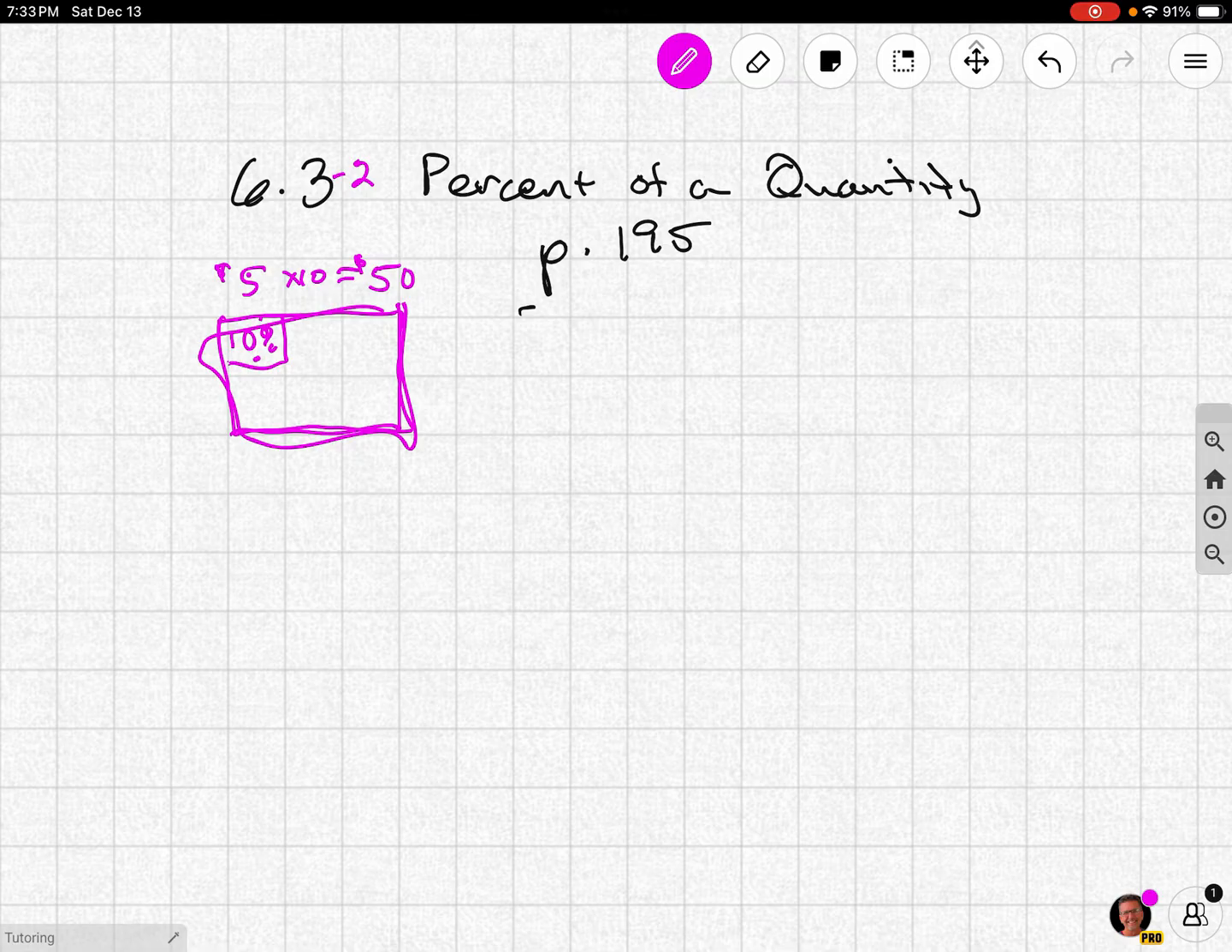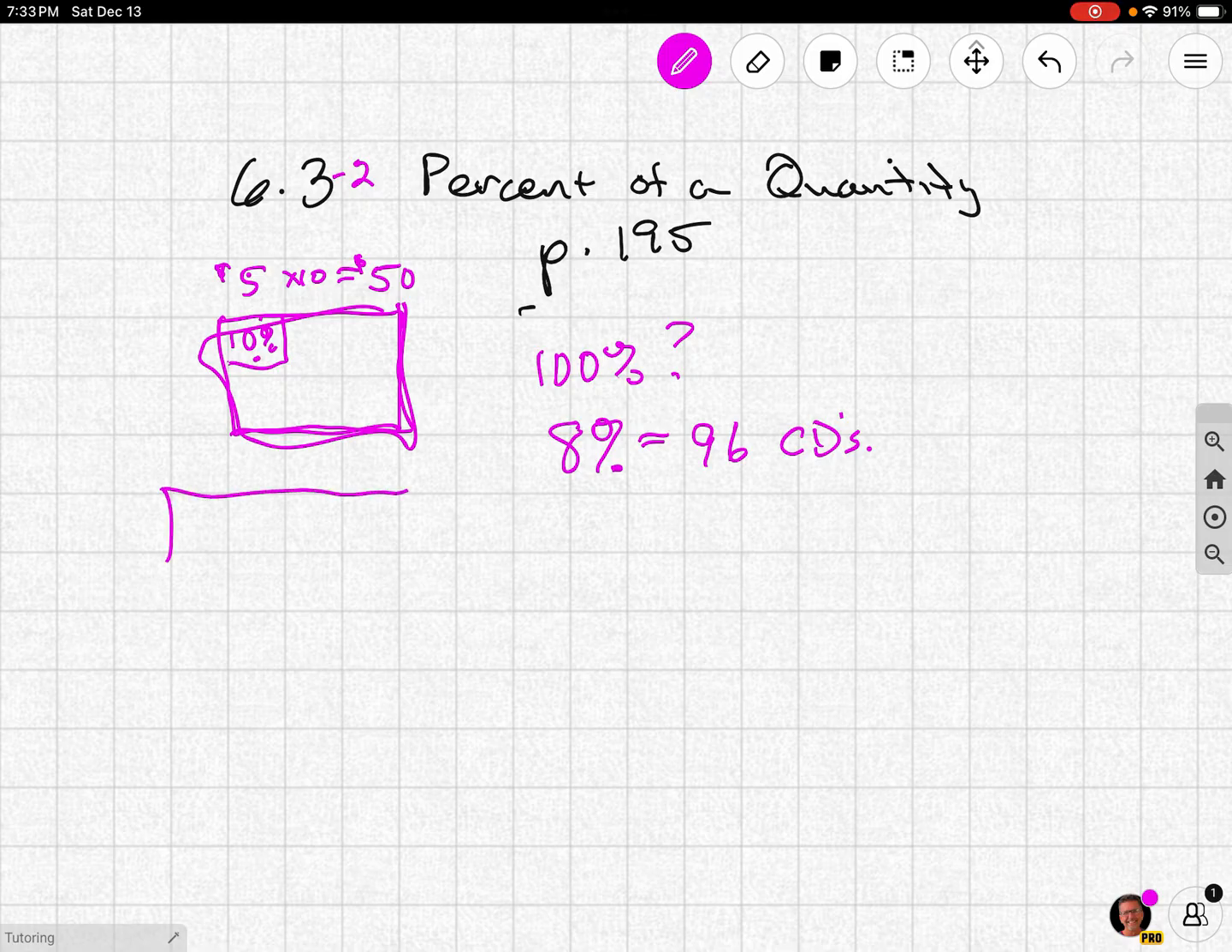All right, so the sample problem says Anna has 8% of her CD collection in a box. If there are 96 CDs in the box, how many CDs are in Anna's collection, the whole collection, the 100% of the collection? So we don't know what 100% is. That's what we're trying to solve. We do know that 8% is equal to 96 CDs. Okay, I want you to think about what that means.